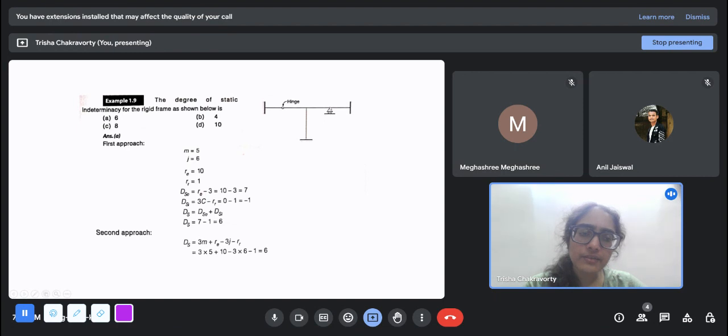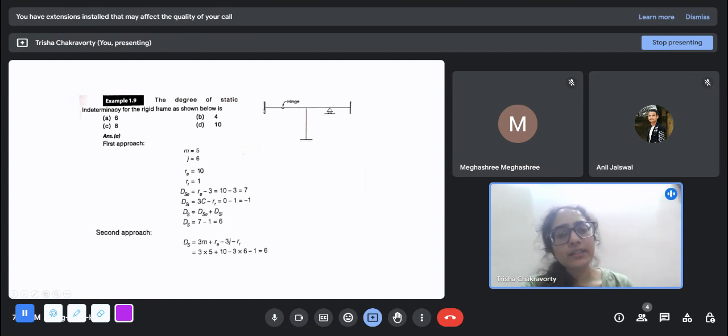If there is a hinge as well, you have to take it as two different members. So the number of members here is 5: 1, 2, 3, 4, 5. Internal hinge or external hinge or roller, whatever is there, you cannot consider this as a single member. So m is 5, and the number of joints is 6: 1, 2, 3, 4, 5, 6. Both the internal hinge and the external hinge are joints.